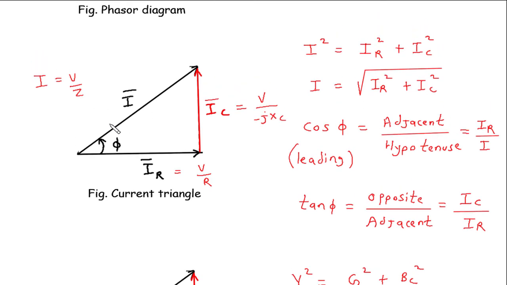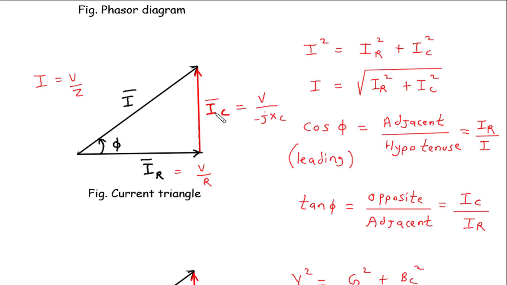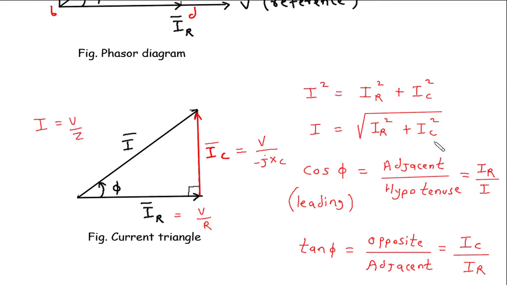So here the current triangle will be: this will be I phasor as it is, and we have replaced this line by IC, and this will be IR. Now if we apply the Pythagoras theorem to this right angle triangle, hypotenuse square is equal to adjacent side square plus opposite side square. So this will be I square is equal to IR square plus IC square, and from this equation I is equal to under root of IR square plus IC square.